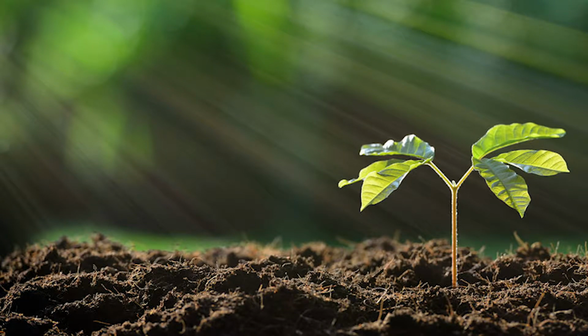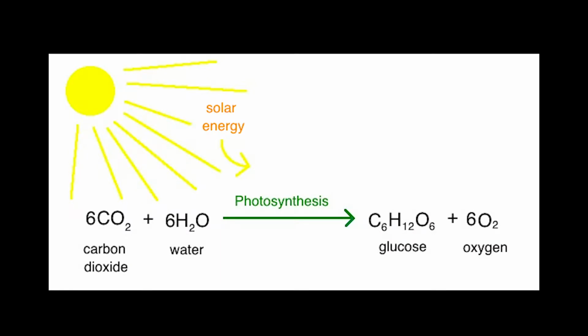Photosynthesis is a process by which green plants and some other organisms use sunlight to create food from carbon dioxide and water, shown by this equation here. Now, what does that actually mean?